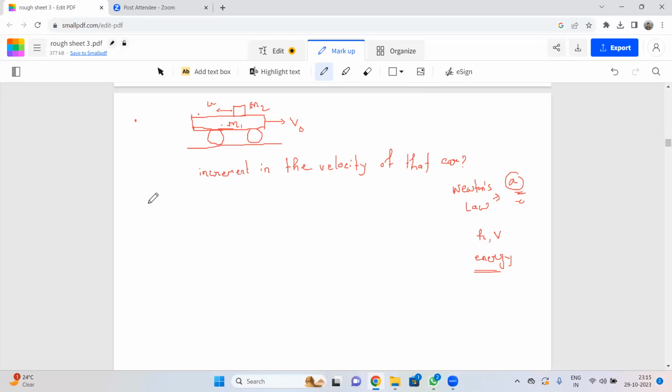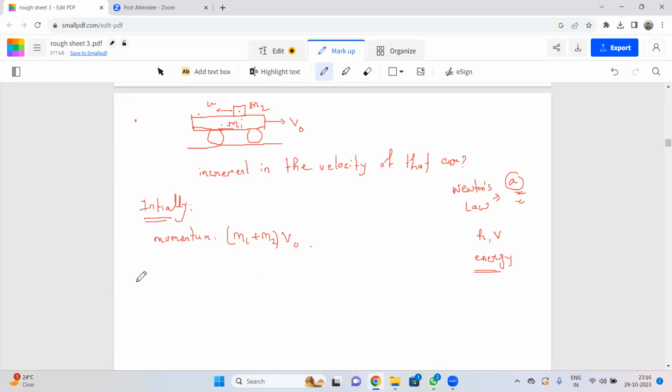So for this, initially, what is the momentum? Initially the car is moving with velocity v naught and the man sits on the car. Initially he is not moving relative to the car, so he also has the same velocity v naught. So the initial momentum is m1 plus m2 into v naught.